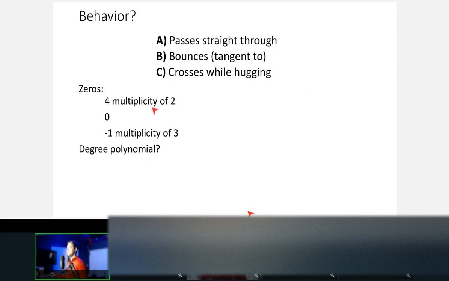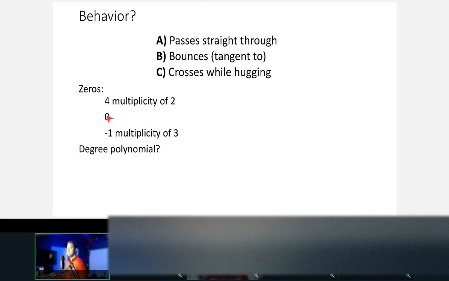Now to answer A, B, or C. For 4 with multiplicity of 2, would that be A, B, or C? B is correct. It bounces when it's an even multiplicity. On your test, it's not going to use the word bounce. It's going to use the words tangent to. When it says tangent to, it means the same thing as bouncing. Tangent means it just touches. This is a vocab word from geometry. So tangent and bounces are synonymous.